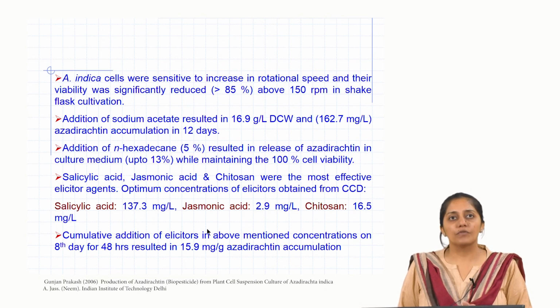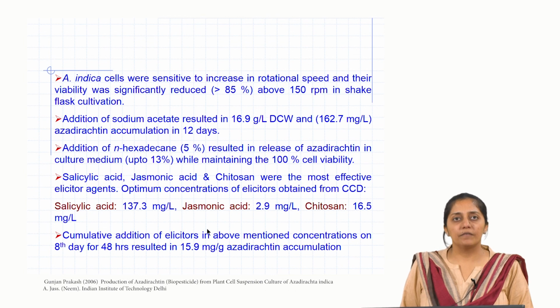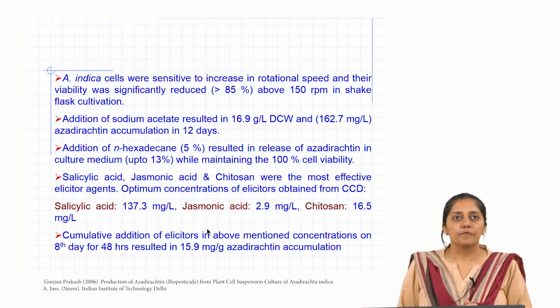So, addition of sodium acetate was done as a precursor, where azadirachtin productivity was improved to 162 mg per liter in 12 days. Then permeability enhancers were optimized and 5% hexadecane was chosen, which could result in 13% release of azadirachtin in the medium while maintaining the viability at 100%.